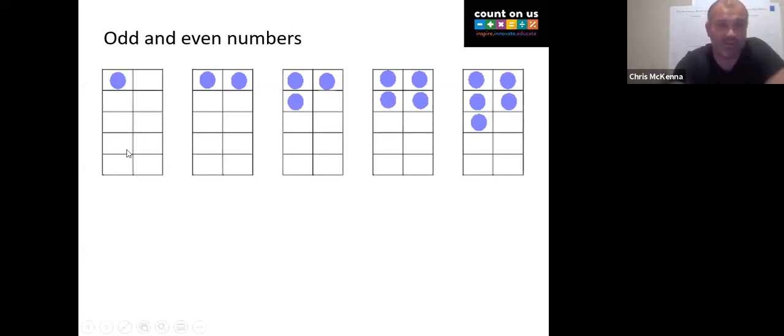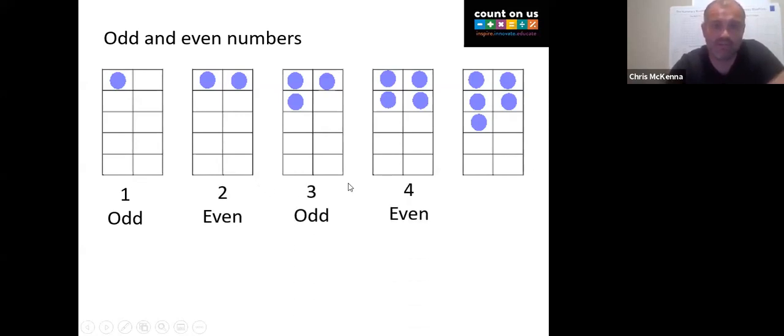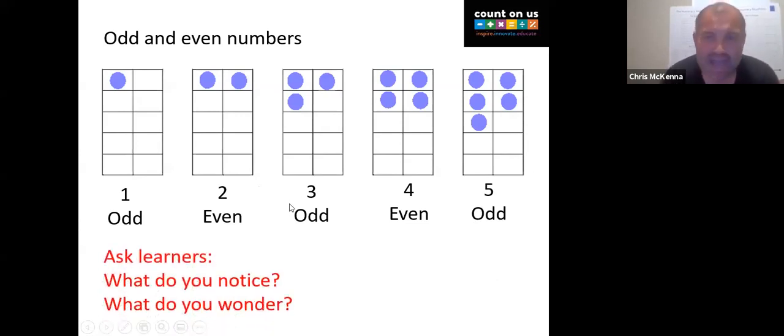Odd and even numbers. So what do we have here? We have 1, which is odd, 2 even, 3 odd, 4 even, 5 odd. And I might want to stop here and ask, what do you notice and what do you wonder? What do you notice about the odd and even numbers here? Is there a visual clue or a visual difference?